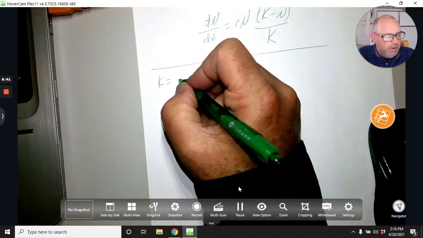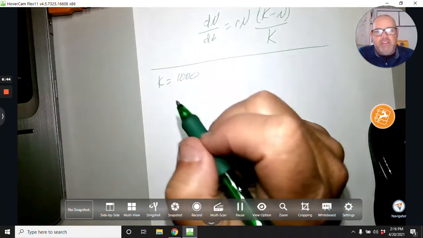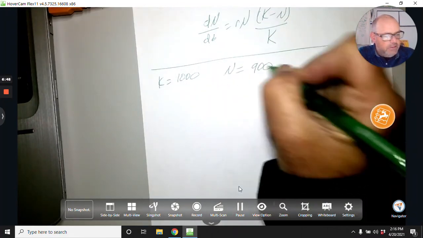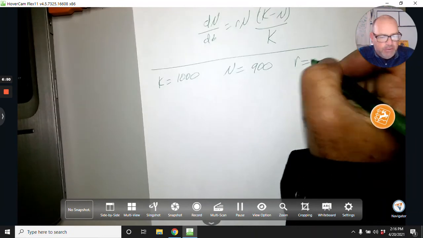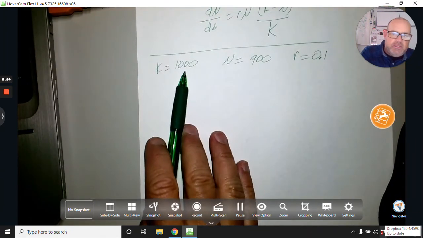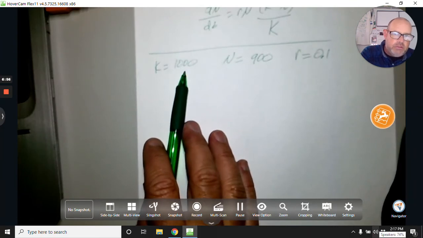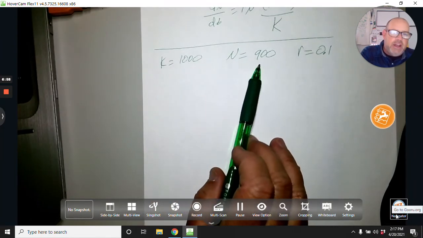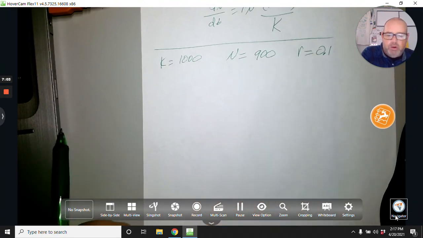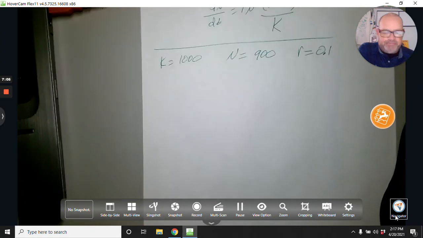Here's what I'm going to show you. In the first scenario, K is 1,000, N is 900, and the rate is 0.1. So this is our carrying capacity, 1,000 organisms. Our number is at 900. That's the number of organisms currently, and our rate is 0.1. So what does that mean, right?